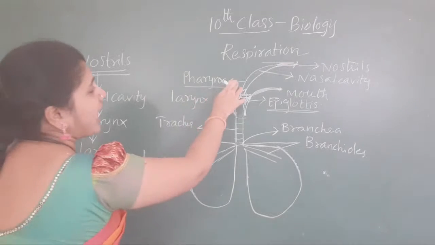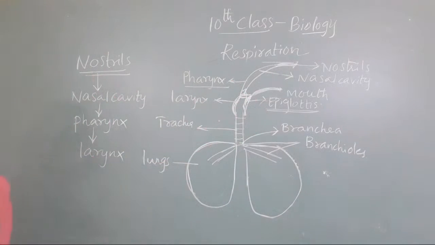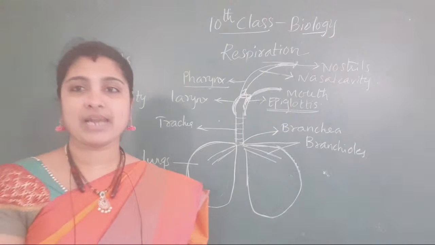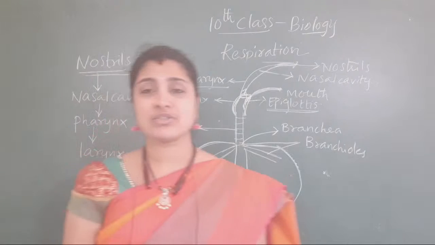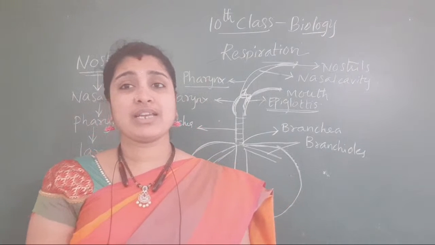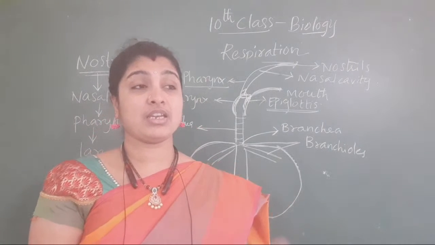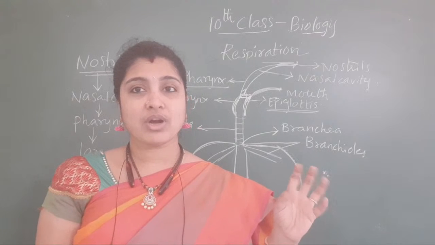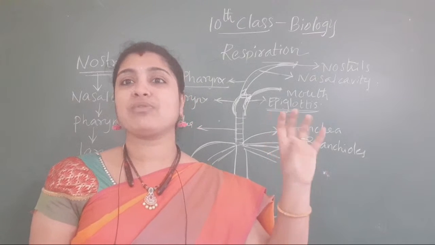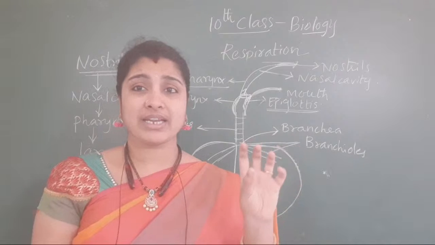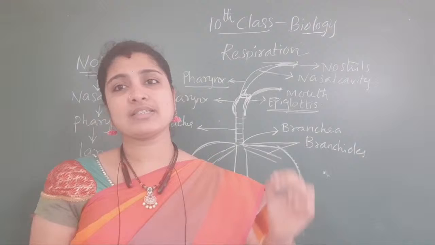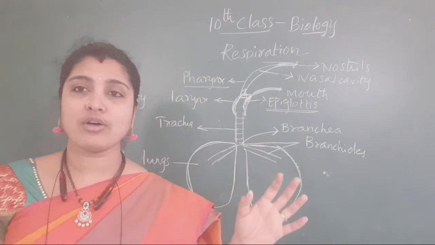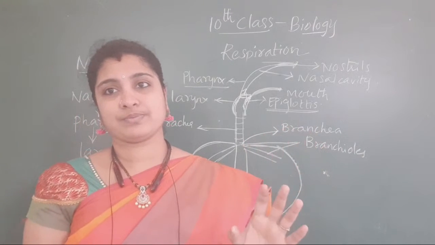And next, in the pharynx itself, the epiglottis is present. It is a flap-like structure. We can say valve. Valve means, you know, everyone, students, valve. You will get this valve where? In your homes. You have tanks, no? There we are keeping valves. It regulates the flow of water. In the same way, the epiglottis regulates the flow of food and air.